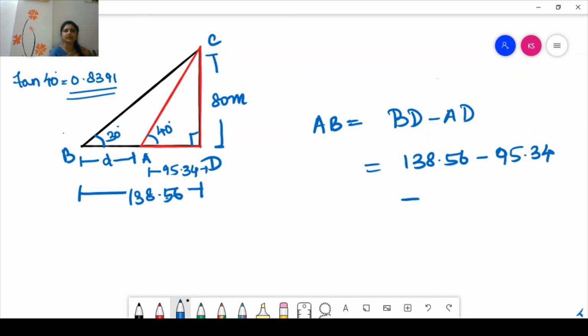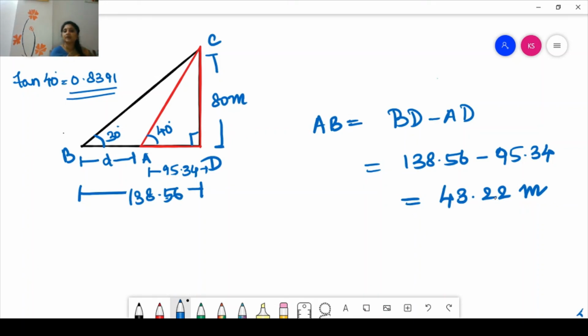So what do I get? I need to subtract it. 138.56 minus 95.34 gives me 43.22 meters. Now, what was the question? I'm supposed to express it in the nearest meter. So I need to round this off.